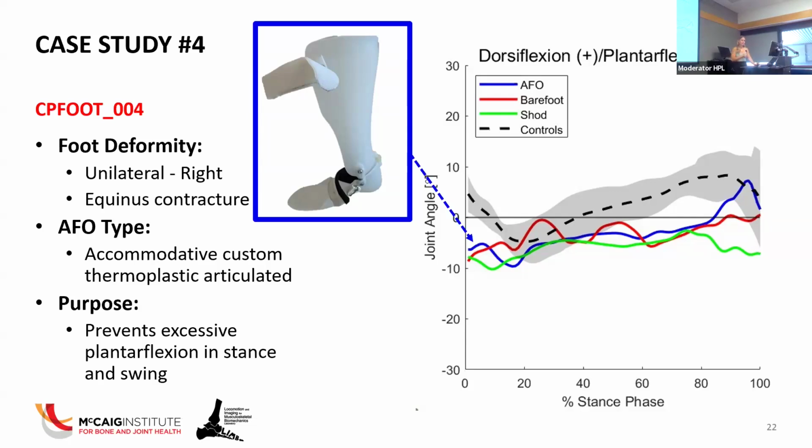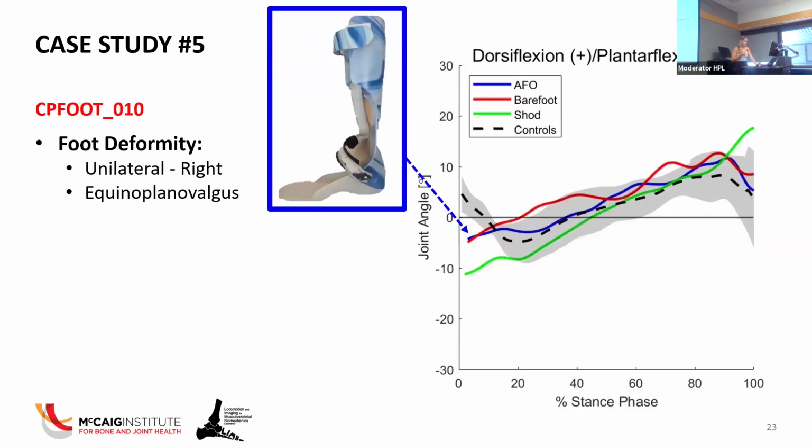And if we look at that blue line compared to both the SHOD and the, especially compared to the SHOD condition, we can see that there was overall generally less plantar flexion, bringing it up closer to the neutral. And then in the toe off region, around 80% of stance there, we see that they're actually going into dorsiflexion for the first time compared to that barefoot and SHOD trial. So it looks like it might give them a little bit more dorsiflexion using this.